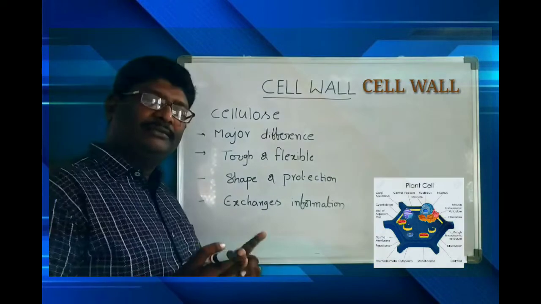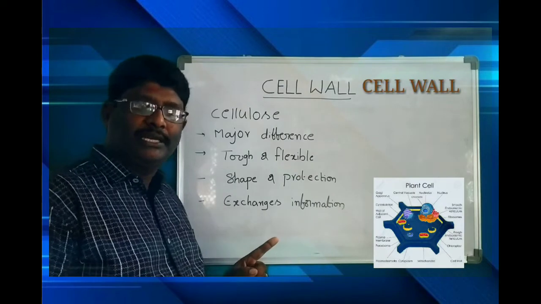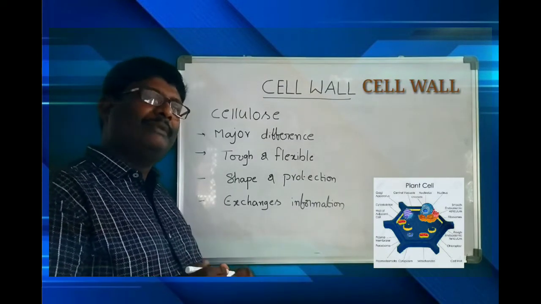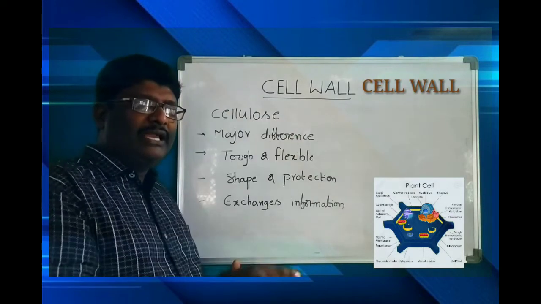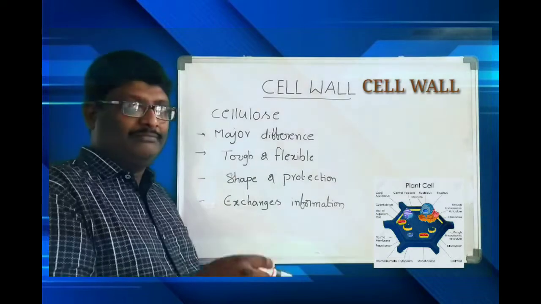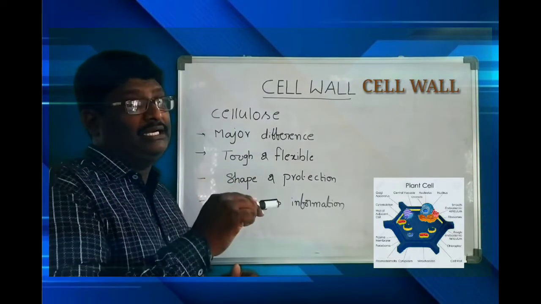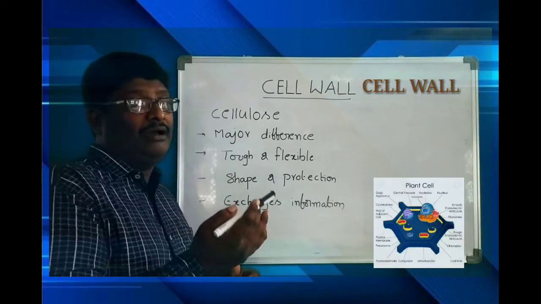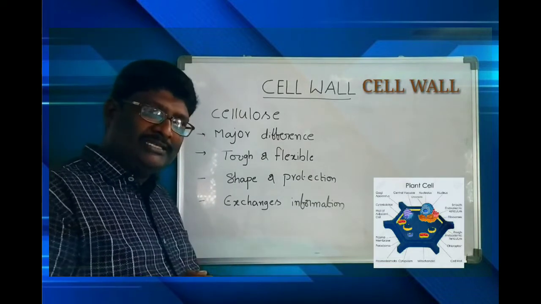In the plant cell, there is a cell wall. The cell wall is absent in the animal cell. This is the major difference between plant cell and animal cell. So, the outer covering of the animal cell is the plasma membrane. But even though the plasma membrane is also in the plant cell, above the plasma membrane or cell membrane, there is an extra layer that is called cell wall.